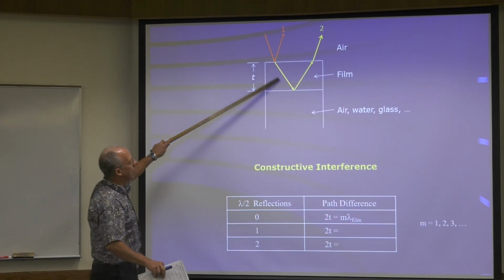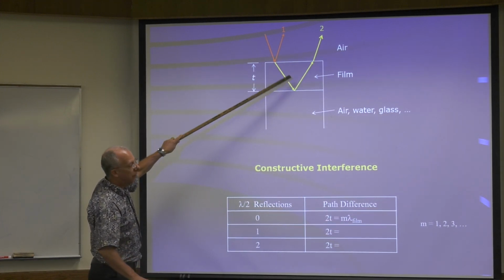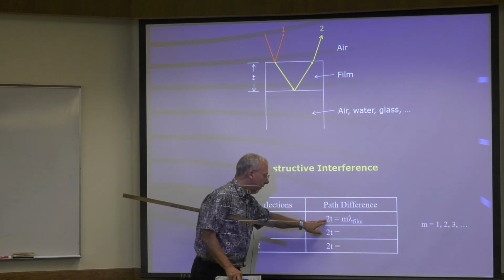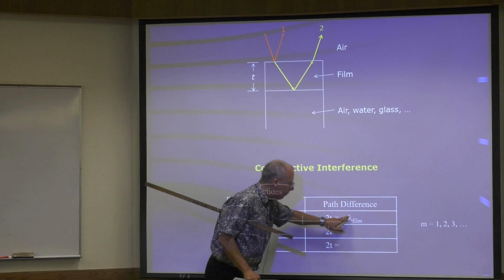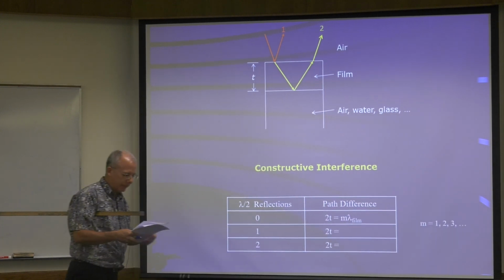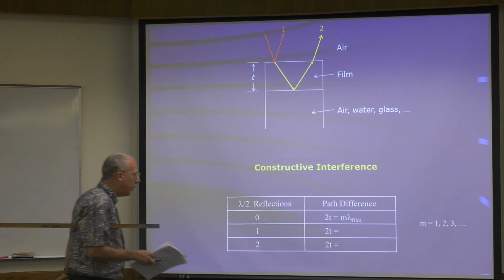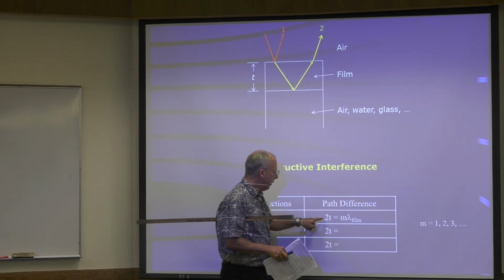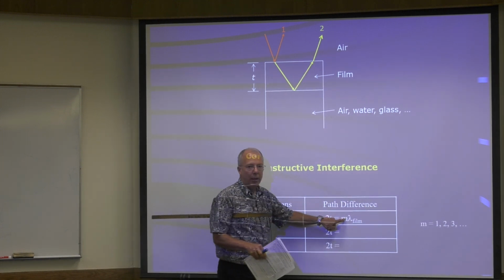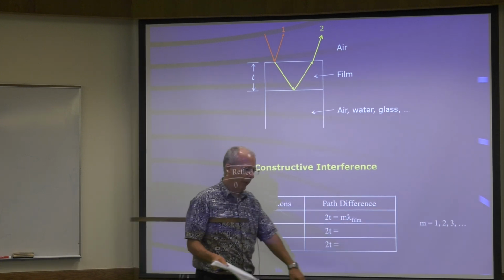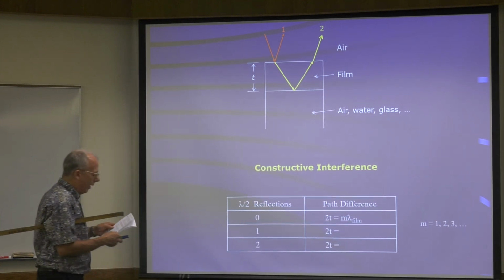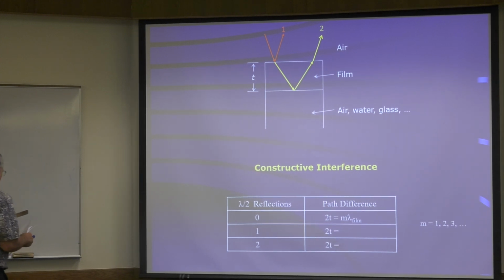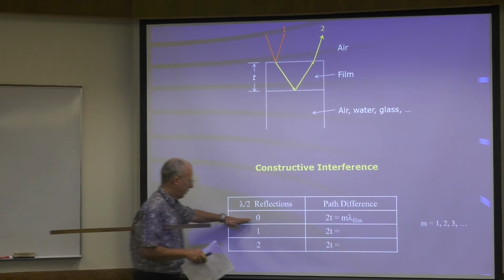because this is where the path difference is occurring. It's in the film. So there you go. No flips: the path difference is m lambda film. That's all. Obviously, you can't have m equals 0 here, because the path difference would be 0, which would mean there's no film, so that's pointless. I hope that makes sense. This row should make sense.